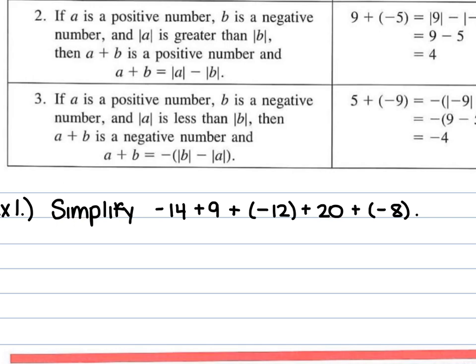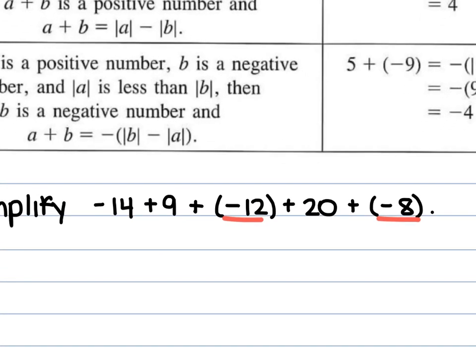It's totally up to you, whatever you find easier. Okay, so I feel as if the negative 12 and the negative 8 is going to be easier to add because they give me a multiple of 10. So I'm going to do that. Negative 12 plus negative 8 is going to give me negative 20. So I have a negative 20 minus 14 plus 9 plus 20 now.